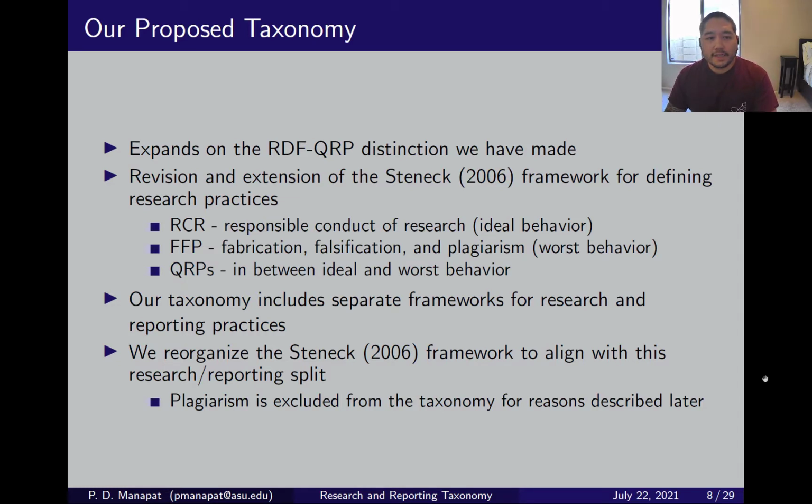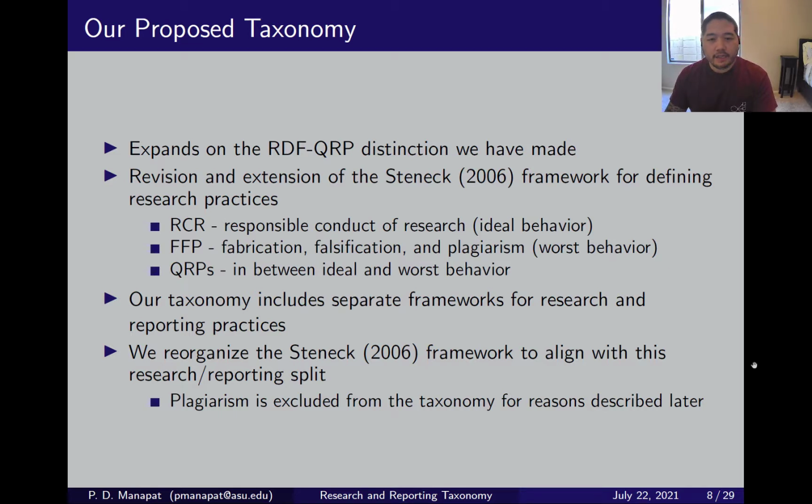So our proposed taxonomy expands on this RDF-QRP distinction. It is a revision and an extension of the SYNEC framework for defining research practices. In the SYNEC framework, there is responsible conduct of research, which represents ideal behavior. There is fabrication, falsification, and plagiarism, which represents worst behavior. And then there are QRPs, which fall somewhere in between ideal and worst behavior. So in other words, QRPs fall in between responsible conduct of research and fabrication, falsification, and plagiarism.